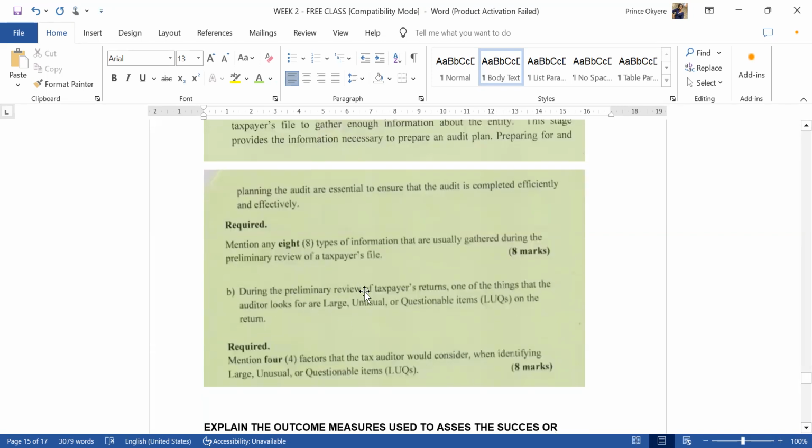B, during the preliminary review of the taxpayer's returns, one of the things that the auditor looks for is large, unusual, and questionable items. Mention 4 factors that the auditor would consider when identifying large, unusual, and questionable items. So this is part of what we discussed. I'm just letting you know that these are examinable questions and you need to pay key attention to them.